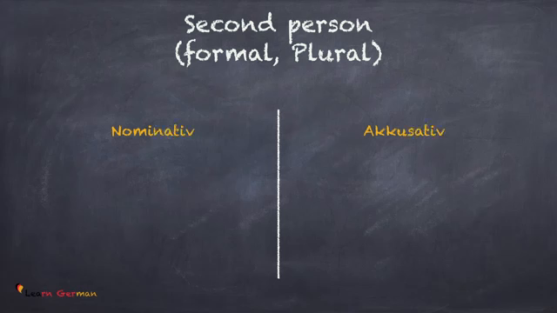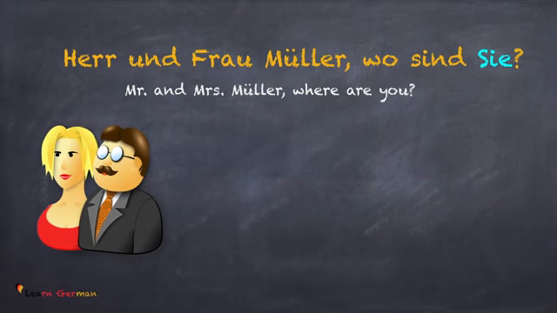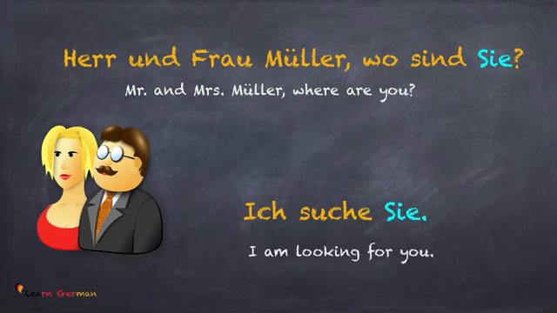And now the second person formal in plural, Sie. This also remains the same in accusative, Sie. Let's see how to use this. Herr und Frau Müller, wo sind Sie? Ich suche Sie. In this case also, ich is my nominative subject and Sie is my accusative object. Sie is the accusative for Sie in nominative. Since both of them are the same, they are easy to remember. All you have to remember is that this Sie is written with a capital S, irrespective whether it's at the beginning of the sentence or in the middle of the sentence.